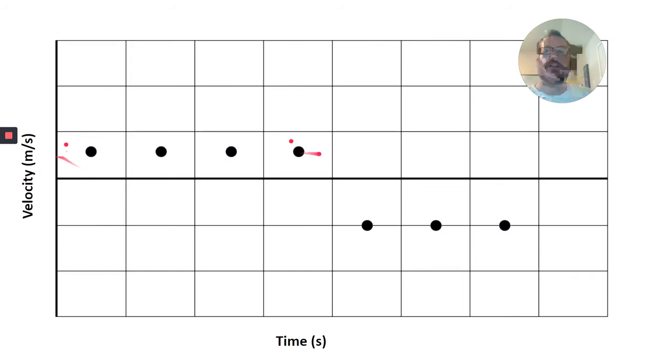So while it's moving forward, we have this positive 0.5 meter per second velocity. While it's moving backwards, we have a negative, right? Negative 1 meter per second velocity. But then you have this change that happens in the middle.